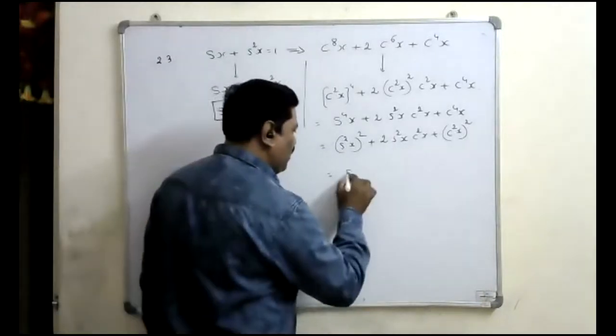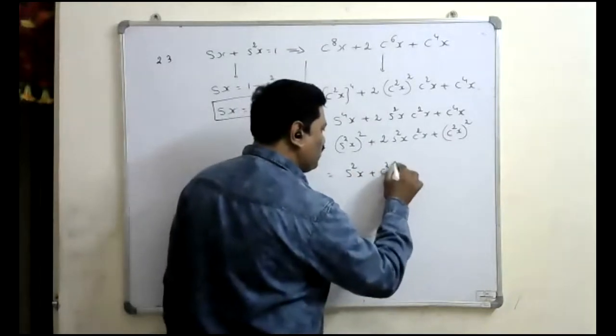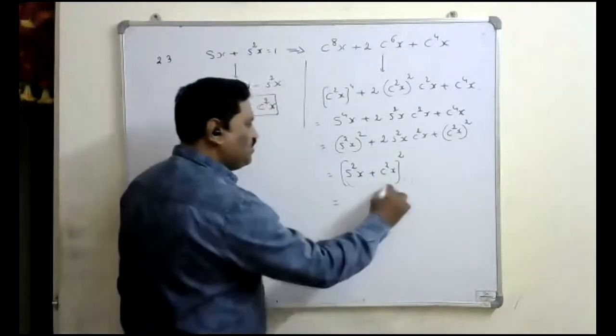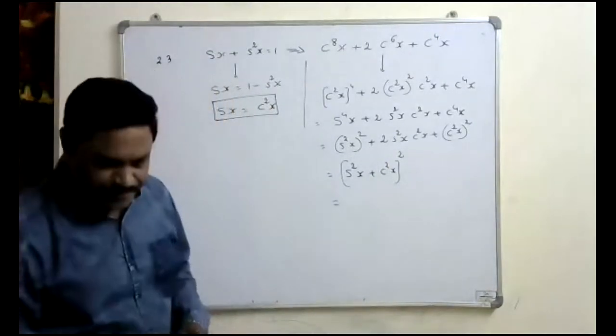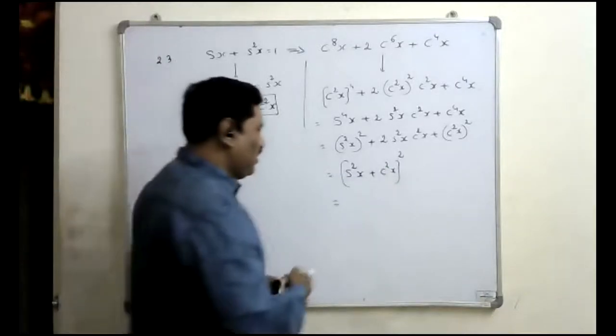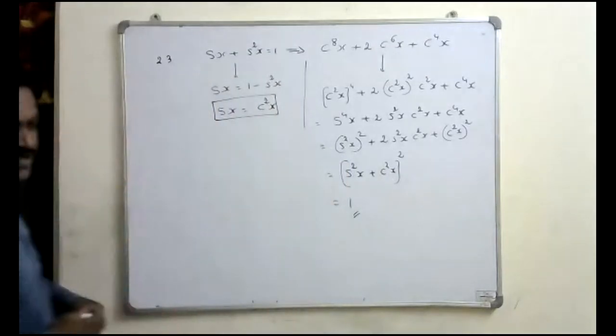So you can write this as a plus b whole square, that is sin square x plus cos square x whole square. What is the value of sin square x plus cos square x? Value 1. 1 square, that is 1. Answer is 1.